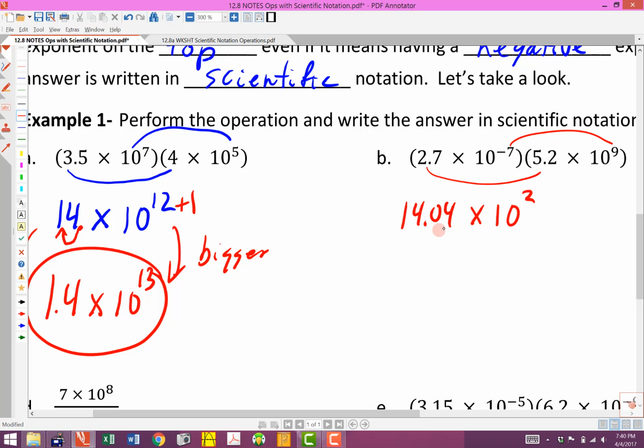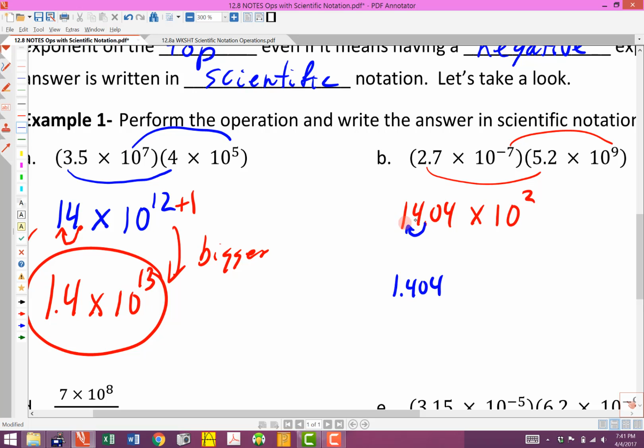Now again, we run into the same type of thing here. This is not in scientific notation. We're pretty close, but not quite. We need only one digit in front of the decimal place. So I'm going to move this over one decimal place, and we're going to make this 1.404.